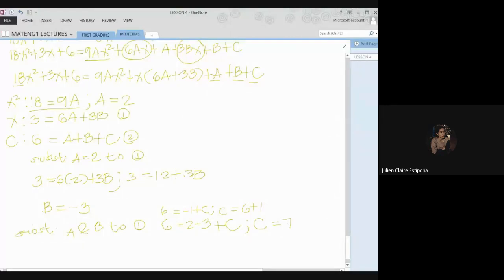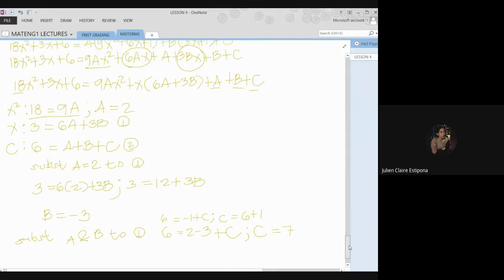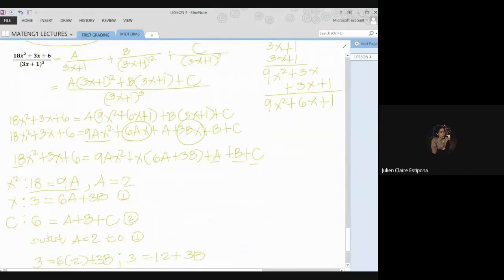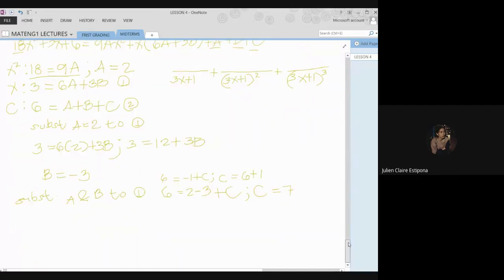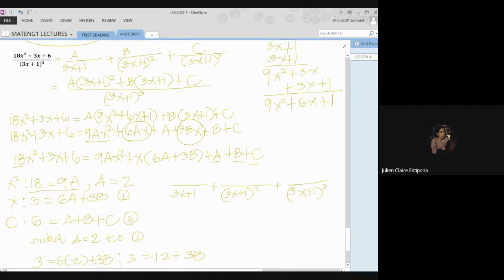Thanks for answering. So that is the value of c. If we are to rewrite the partial fraction, that is a all over 3x plus 1, plus b all over 3x plus 1 squared, plus c all over 3x plus 1 raised to 3. So what is the value of a? That is 2, b is negative 3, and c is 7.